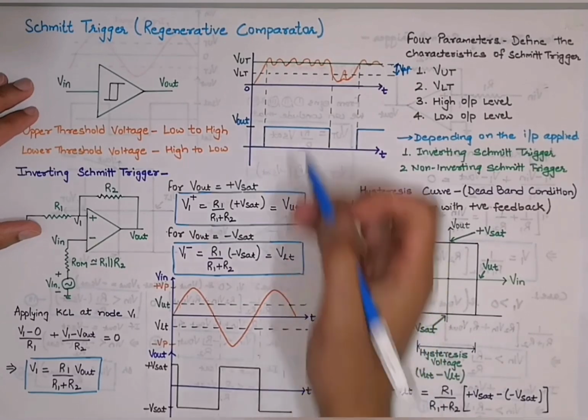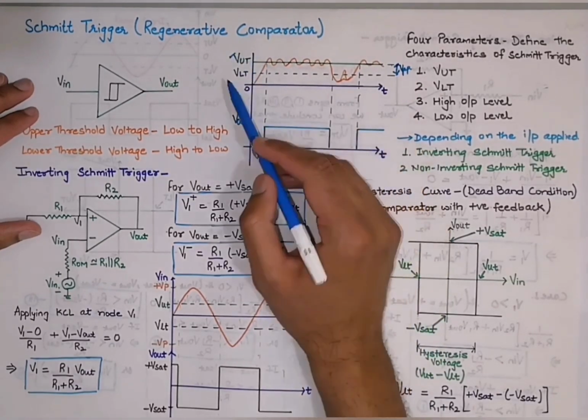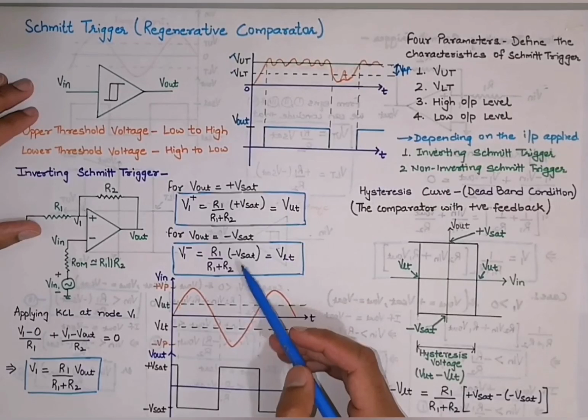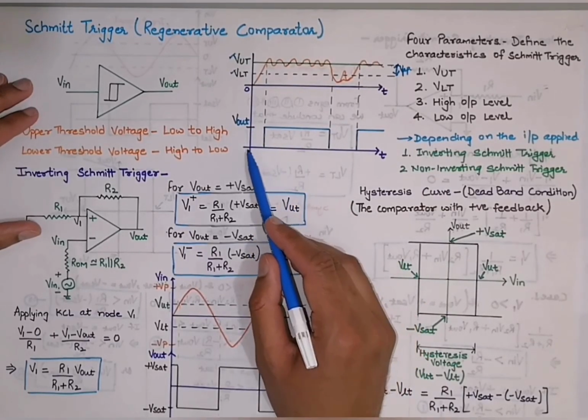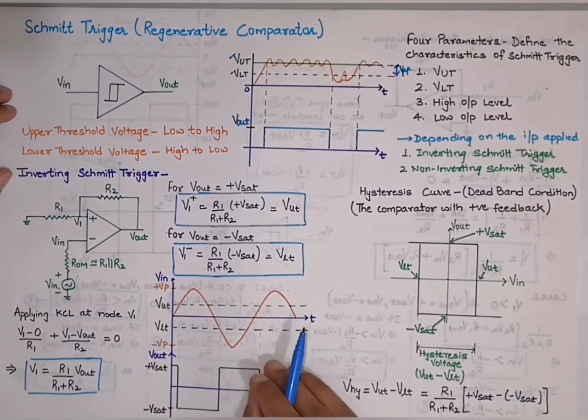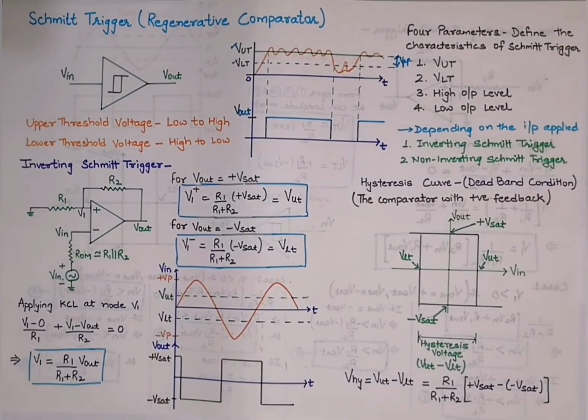The parameters are: one, the upper threshold; second, the lower threshold; third, the higher output level; and fourth, the lower output level. We will discuss them in detail at the time of the hysteresis curve. Now let's first discuss the different types of Schmitt trigger depending upon the input applied.